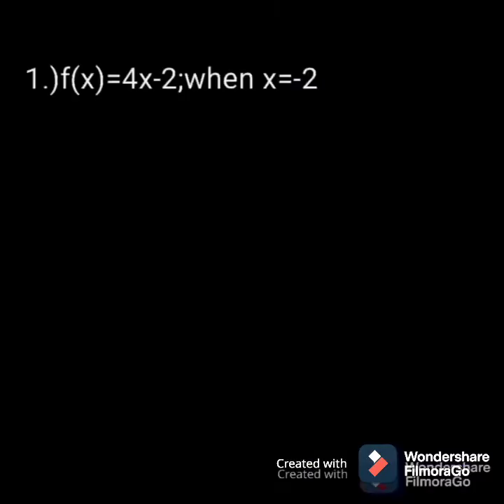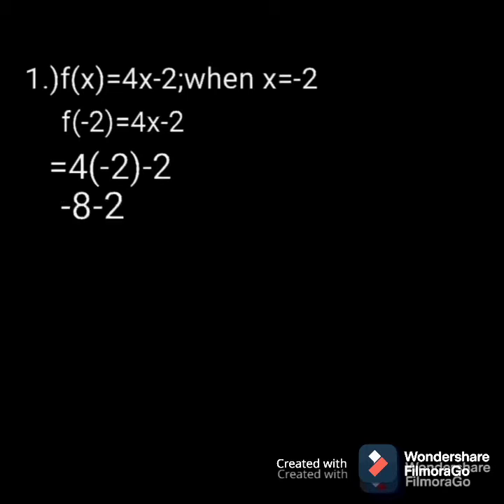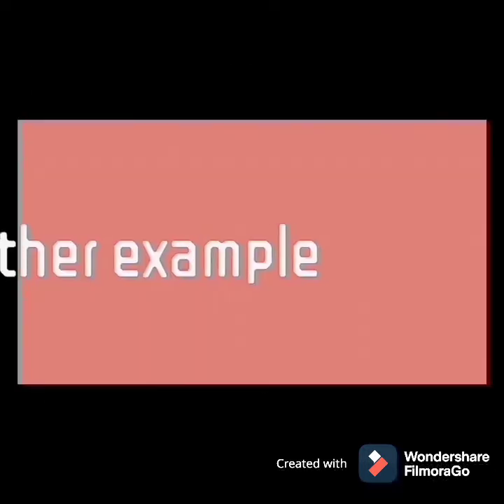So, we have number 1, f of x is equals to 4x minus 2 when x is equals to negative 2. Our degree is 1, therefore it is a linear function. So let us evaluate x is equals to negative 2. We just need to substitute it. So f of negative 2 is equals to 4x minus 2. Now we have a value of x, we're just going to substitute. So for the quantity of negative 2, 4 times negative 2 is equals to negative 8, then copy the minus 2. Then negative 8 minus 2 is equals to negative 10. Therefore f of negative 2 is equals to negative 10. This is an example of a linear function.